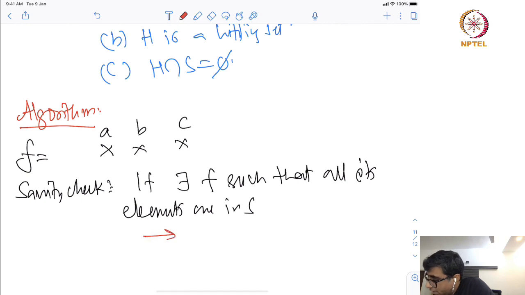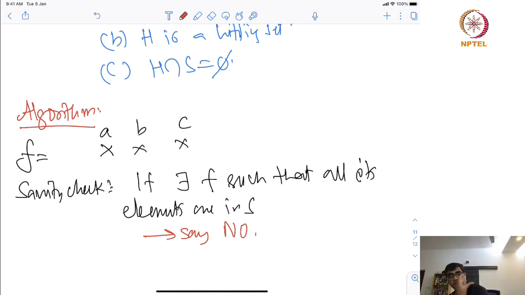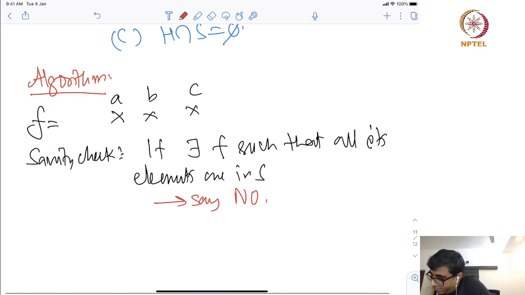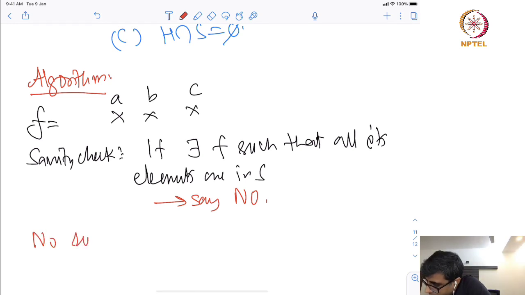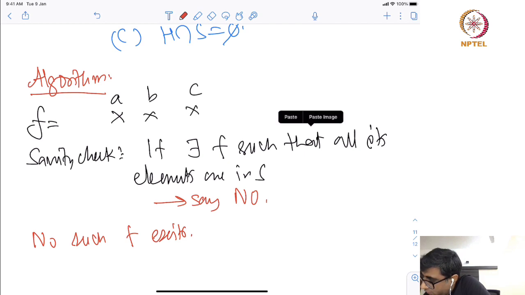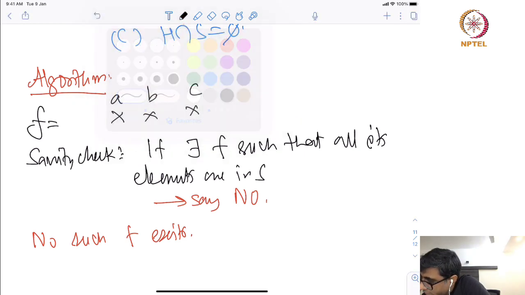Because no way we can hit this F, right? No way we can hit this family because there is an F where all the elements are forbidden to be part of my solution. Okay, so no such F exists. But then let's look at what is the property of such.